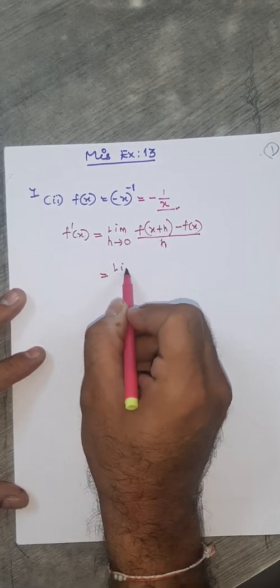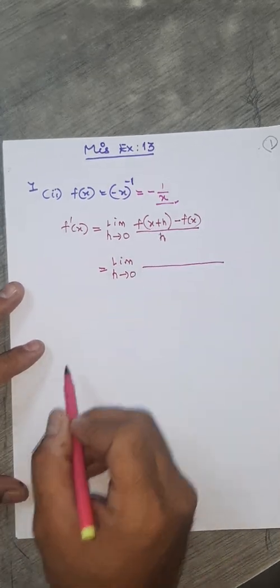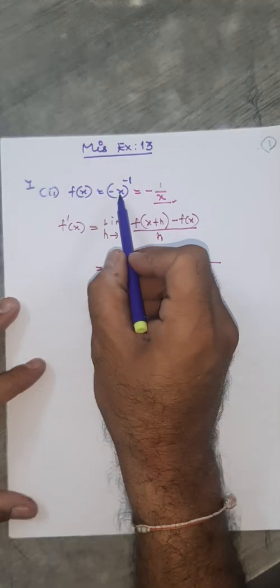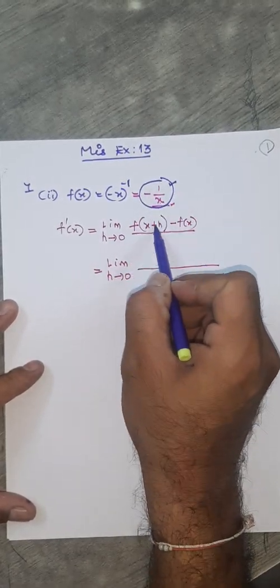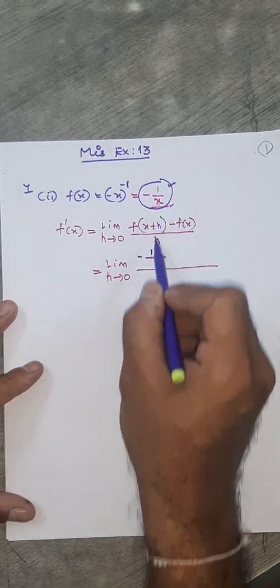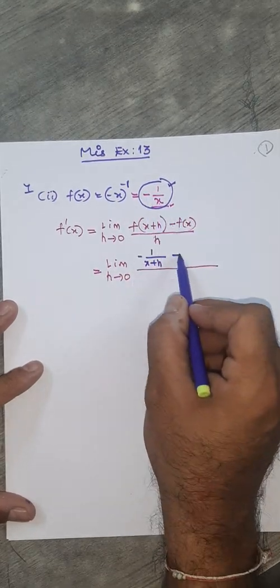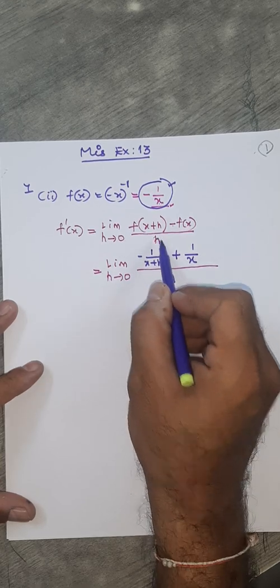So this is equal to limit h tends to 0. What is f of x plus h? We did it a number of times, so you know it. In this, instead of x, you write x plus h. So minus, instead of x, x plus h. This minus and this minus will be plus now. This is 1 upon x, upon h.